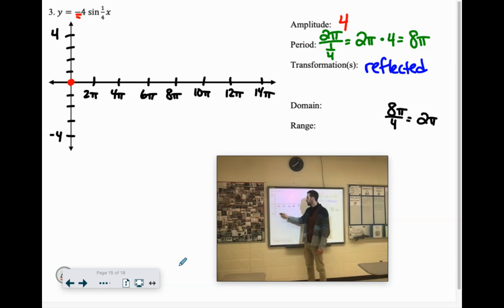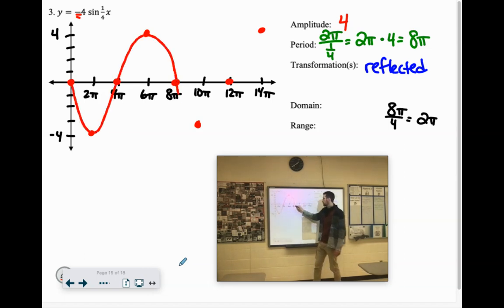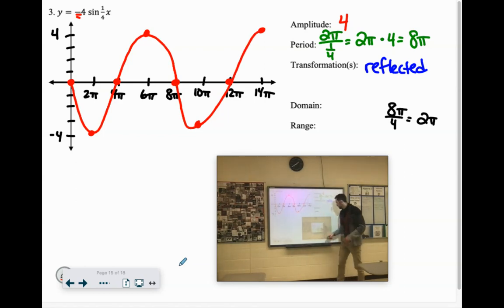At 2 pi, we'll be at -4. Then we're back to center at 4 pi. At 6 pi, we're up. 8 pi, center. 10 pi, down 4. 12 pi, back to center. 14 pi, up 4. Draw our curve. Again, this curve goes on forever in both directions. We're just graphing a portion of the graph.